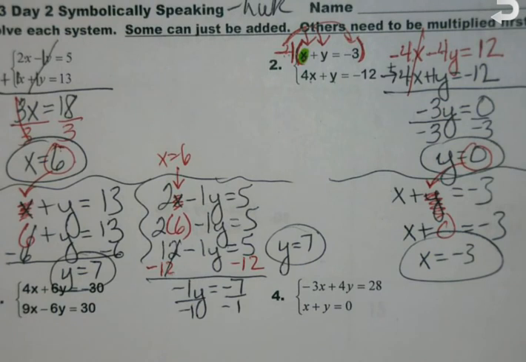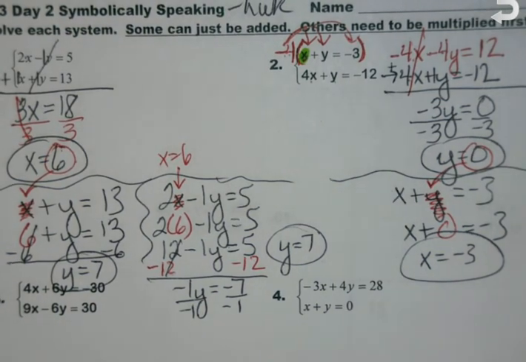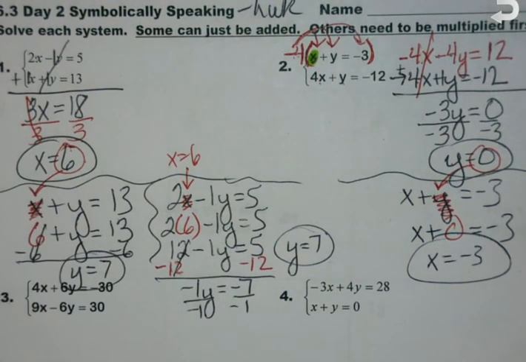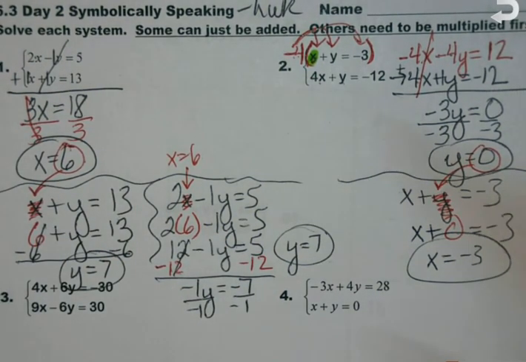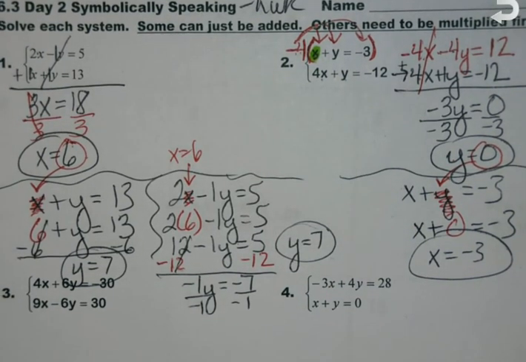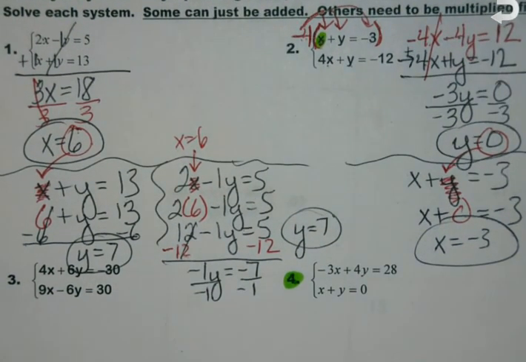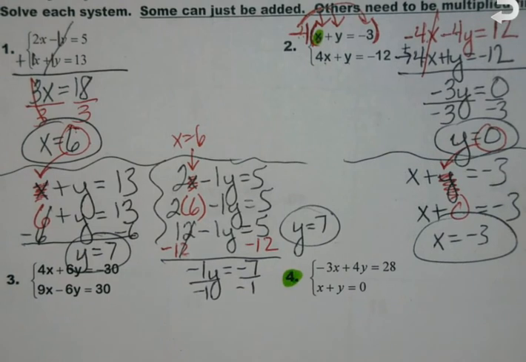Okay. So those are the only two things that can happen on this page. Either I can add down right away, cancel a variable, and go, or I may have to multiply one of the equations. I'll even give you a heads up here. The ones that you have to do multiplying on would be 4, there's going to be a bunch here in a row. 4, 5, and 6 all need to be multiplied. 3, you'll be able to add down right away.